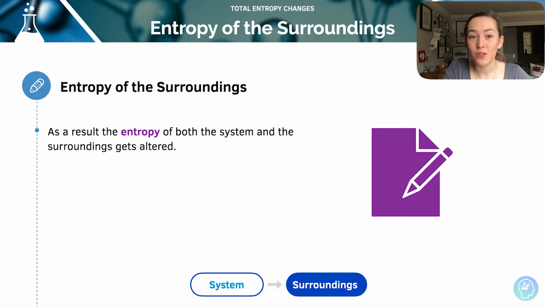It's actually really important because during a chemical reaction, energy is transferred between the system and the surroundings. It's either taken in or it's given out. And we've learnt that during the topics on enthalpy. So that's given off as heat or taken in. As a result, the entropy of both the system and the surroundings gets altered, and we need to be able to assess how much that gets altered and get a numerical value.